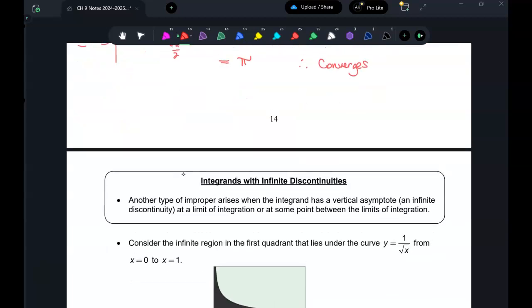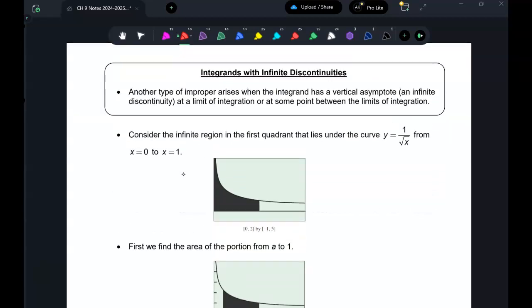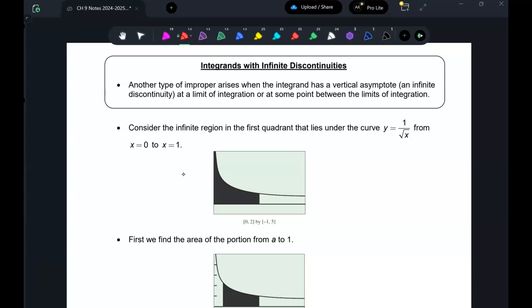Any constant over x squared will converge. What about over x? Anything that has a power greater than 1 will converge, which we will learn again in series, something called a p-series.